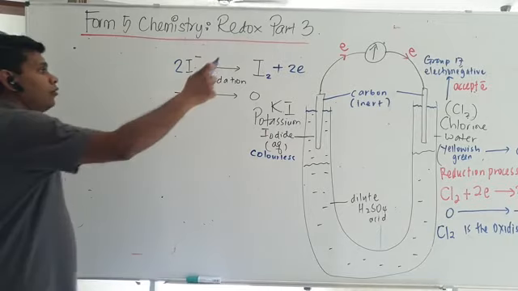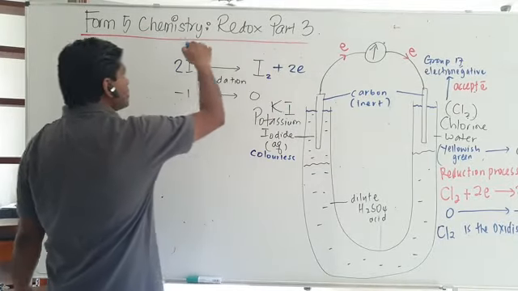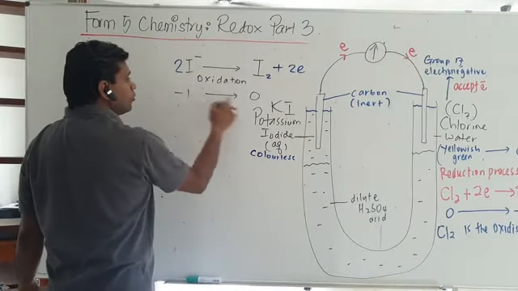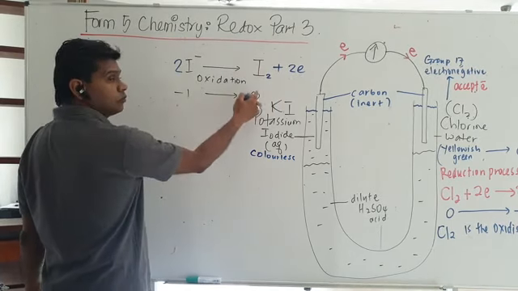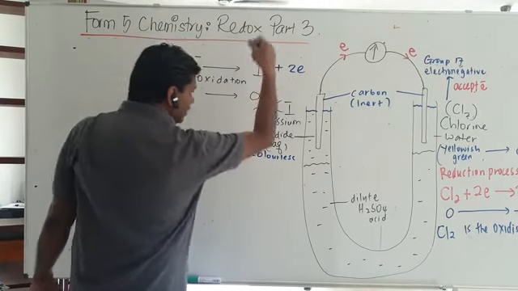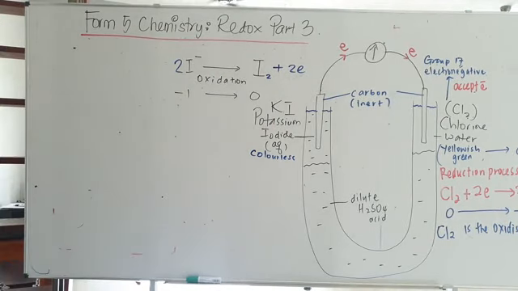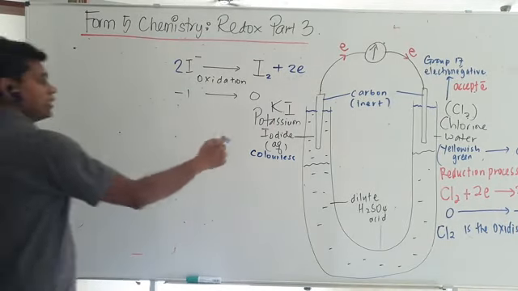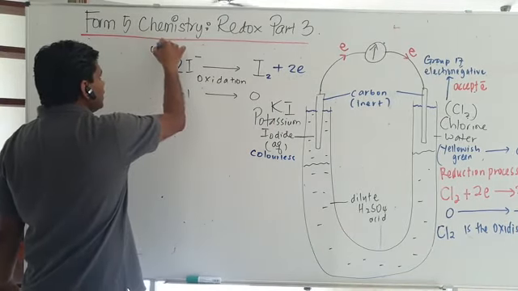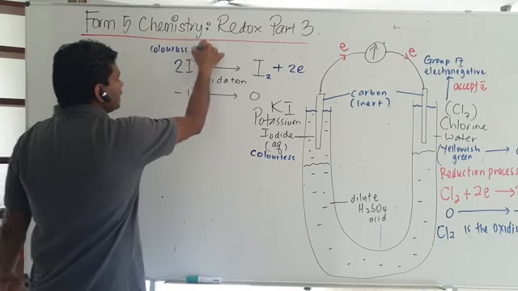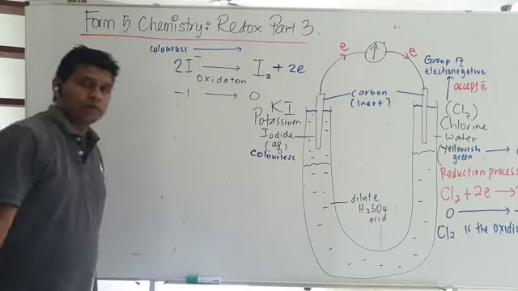Now again, how do you know where to write the electron? I told you, this is a negative 1, this is 0. Which one is more positive? 0 is more positive, that's why the electron must be written. Are you clear? So therefore it changes from colorless, and then here, iodine, what color is iodine?